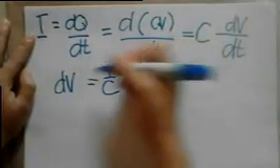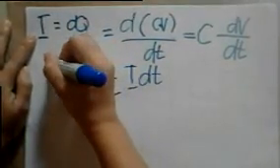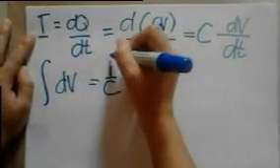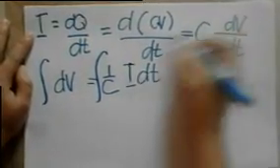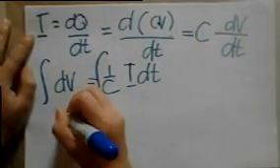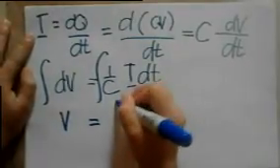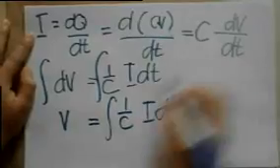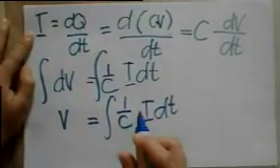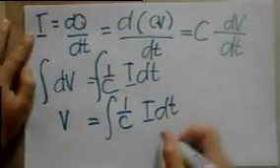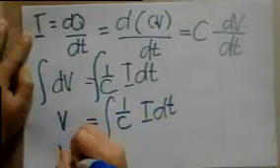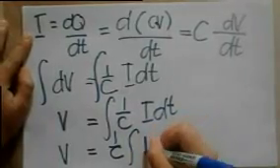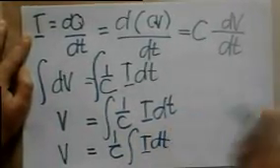In getting V, we use integration. This is the integral of dV equals the integral of 1 over C I dt. So V equals the integral of 1 over C I dt. But since 1 over C is constant with respect to time, we can write this as V equals 1 over C times the integral of I dt.